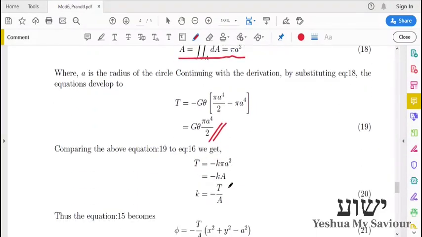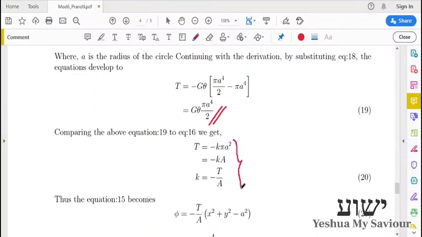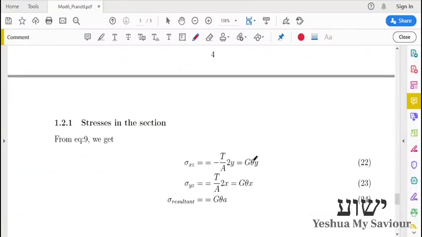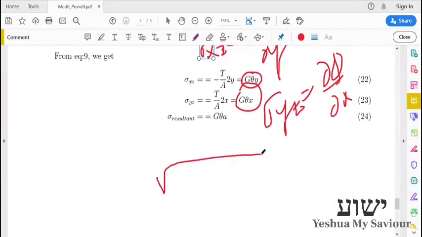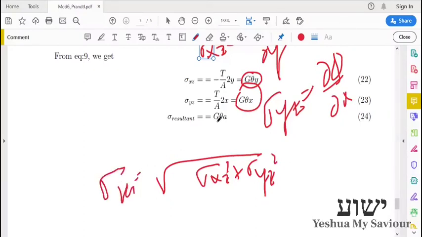So the same thing that we did earlier, we can find the stresses. Sigma x z is equal to minus g theta y, and sigma y z is equal to g theta x. So substitute the values, and sigma is also the resultant term, that is the square root of sigma x z square plus sigma y z square, which gives g theta r.